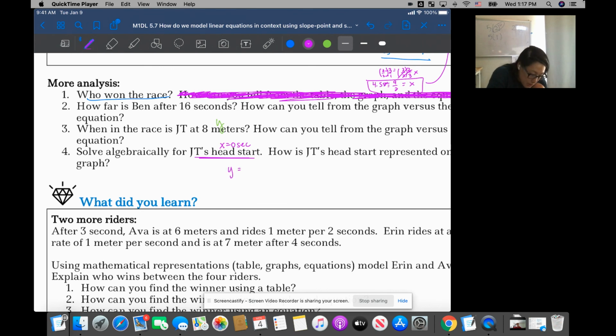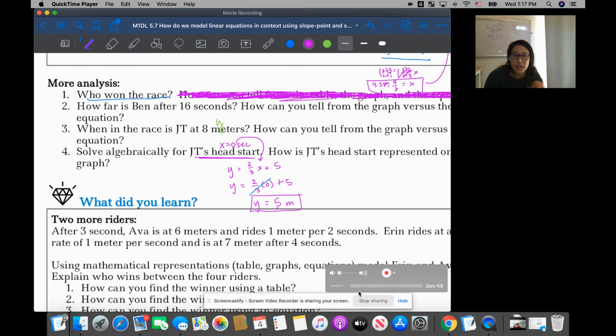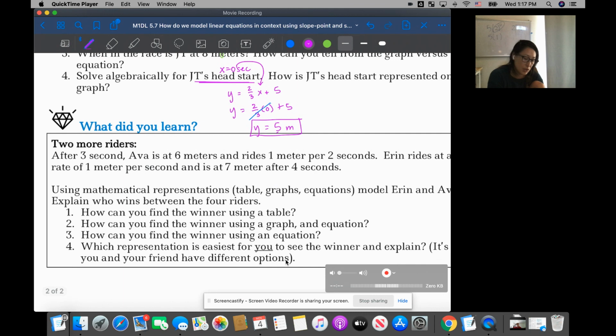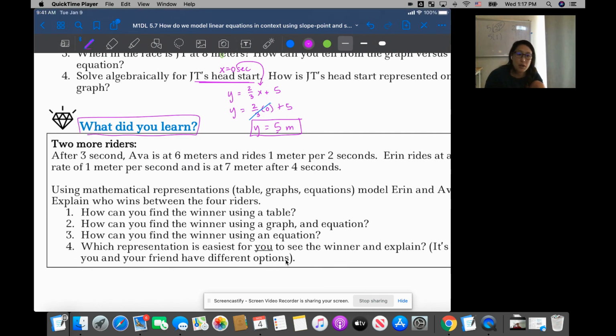Like what's happening at the beginning of the race, right? So we're going to solve for y is equal to 2/3 x plus 5. And the 0 is going to become the x. So y equals 2/3 times 0 plus 5. 2/3 times 0 is 0. So I get y is equal to 5 meters. And there we go. We can see our head start, that at 0 seconds, JT is already at 5 meters. That's where he started from. Okay, so don't forget to do your analysis or your summary for this.